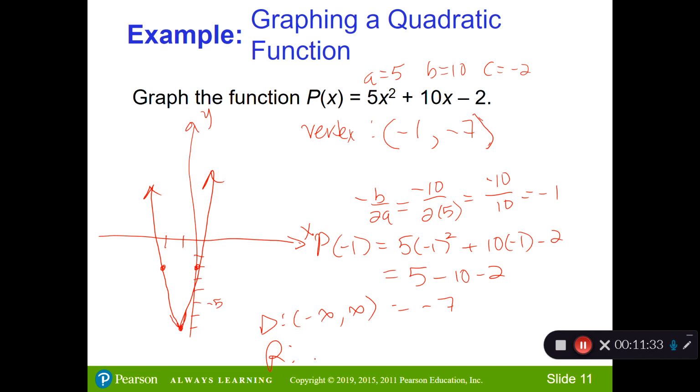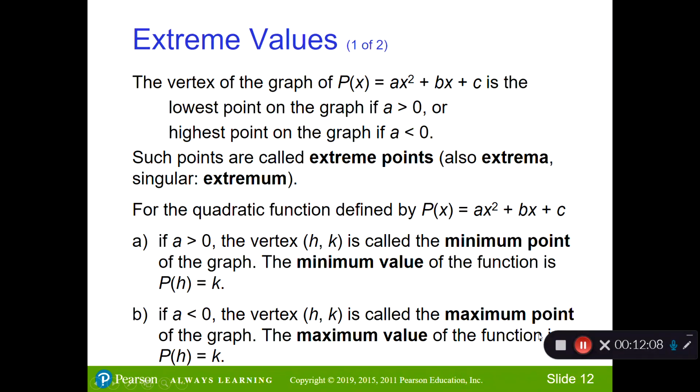My range, the lowest value, by the way, this is not a point, this should be a smooth curve. My lowest value is the negative 7. So it's going to go from negative 7 to infinity. I'm increasing from the x value of negative 1 to positive infinity. And I'm decreasing from negative infinity up to that x value of negative 1. All right, so that's how I'm going to be able to quickly graph the function using either completing the square or finding the x-coordinate of the vertex. We're going to talk about extreme values in the next video.